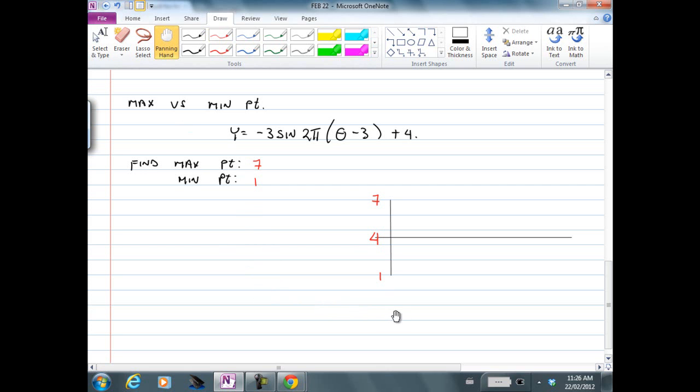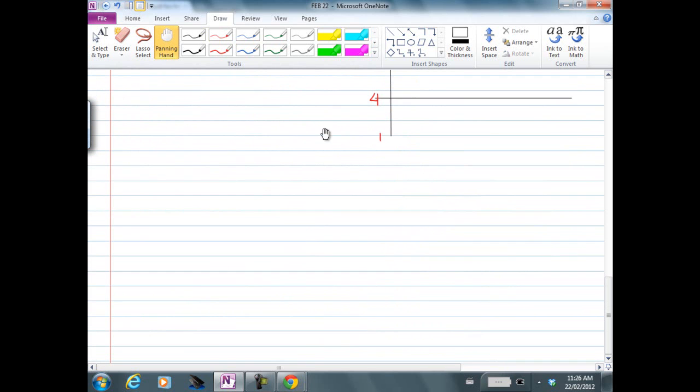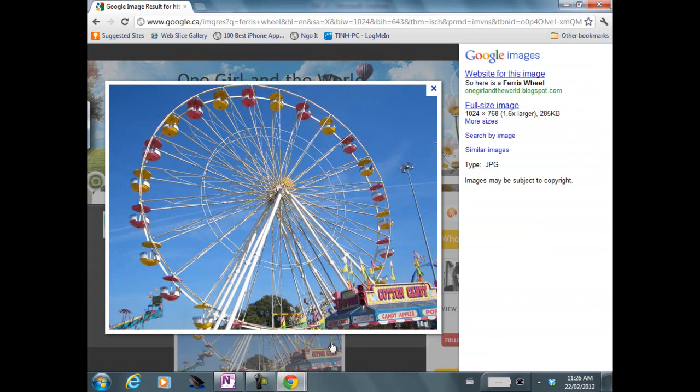I'm going to start with the simple type of word problem, and this is called standard. There are many forms of standard. The first classic one is a Ferris wheel. How many of you have been to Playland before? There's this Ferris wheel that goes round and round, and it looks something like this. That's a Ferris wheel. Oh, I did Google it for you guys.